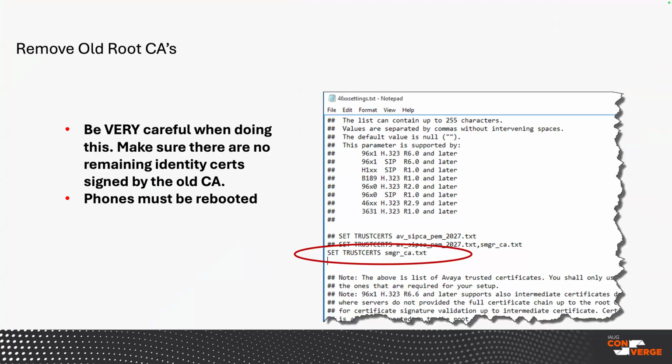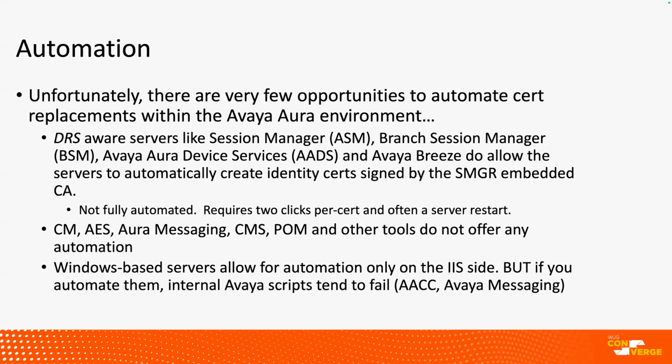Jump forward here a few slides quick. So, automation. People have asked a lot of questions like, how do we make this easier? Well, we mentioned a few things here with the DRS enabled services. Again, that's going to be the Session Managers, Branch Session Managers, ADS, Breeze. They have the ability to automatically pull down certs from System Managers. So not fully automated. Generally, it's going to require a few clicks.